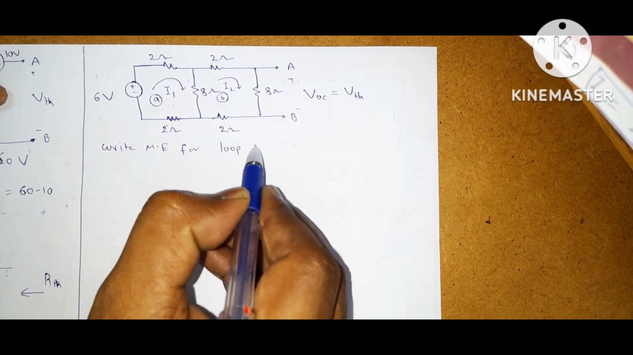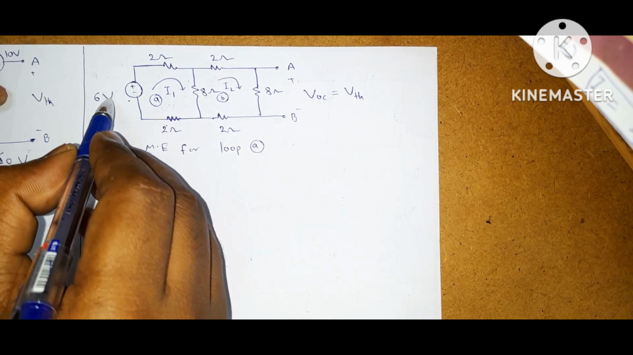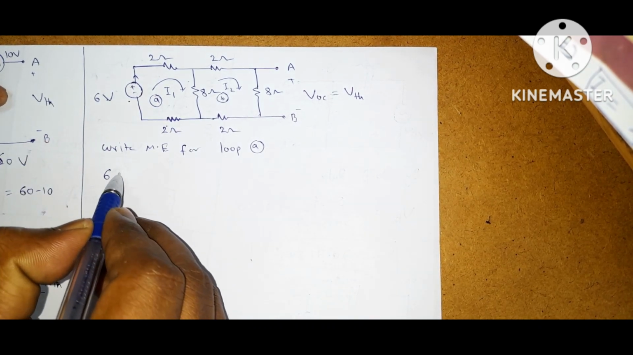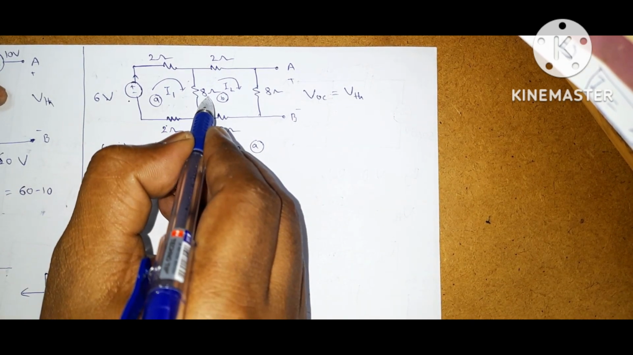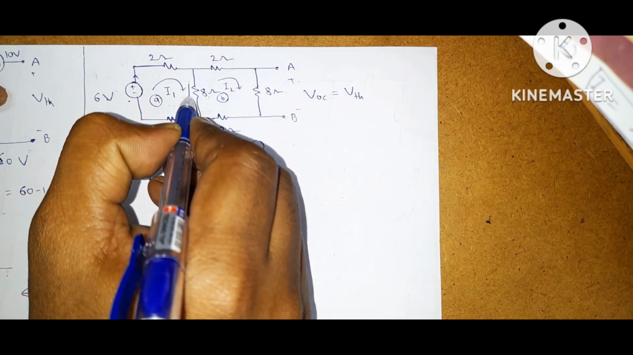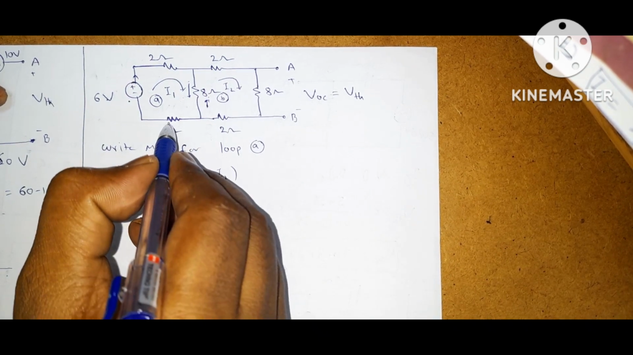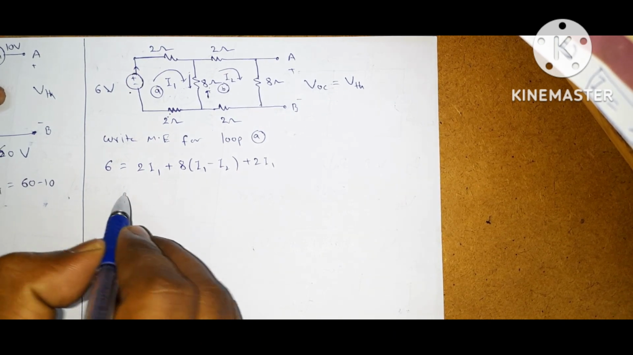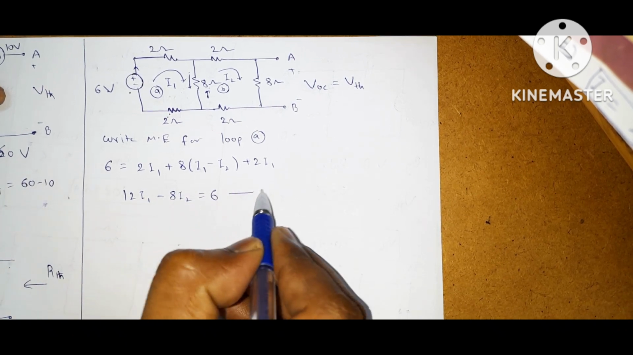Okay, write the mesh equation for loop A. All sources equal to passive elements. So here what is the source? 6 volts. The current is leaving from the source, so we can take it as positive. 6 is equal to 2I1 here. The 8 ohms is common to this loop and this loop. The current is downwards in one and upwards in the other, both in opposite direction, so 8 into (I1 minus I2). Coming to this 2 ohms, 2I1. So what we are getting is 12I1 minus 8I2 is equal to 6. Let it be equation 1.